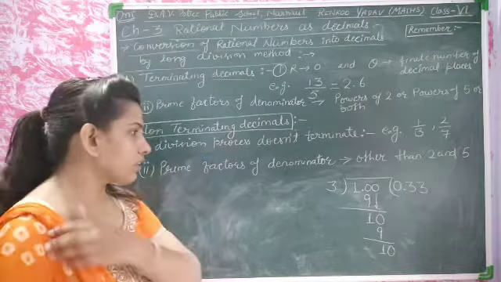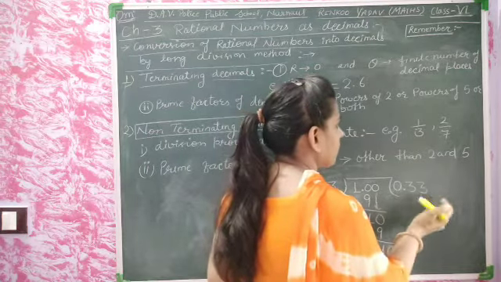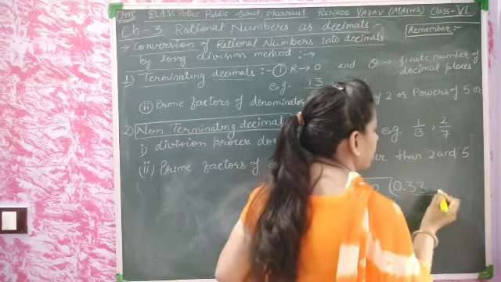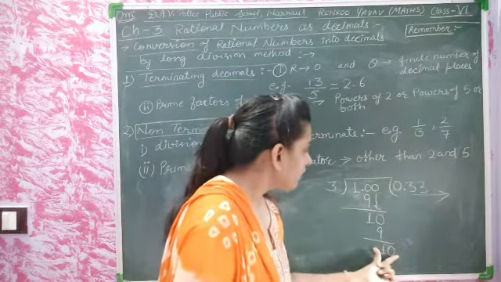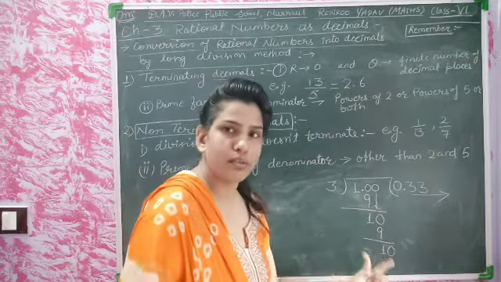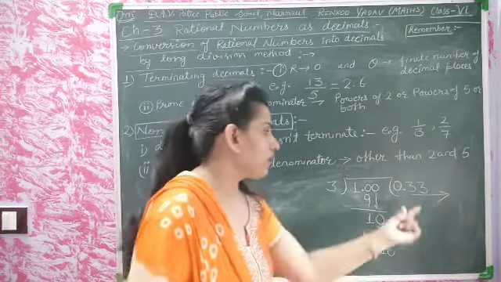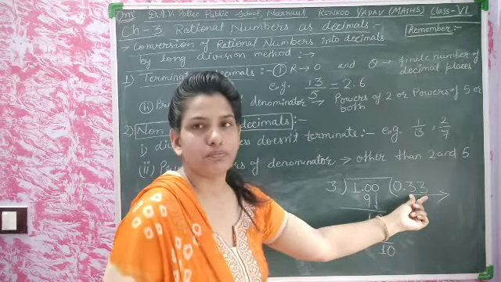You are observing that after the decimal point there is a number which is repeating again and again. Because when we divide 10, we always get 9 and the remainder is always 1, and in the quotient we get only the number 3.